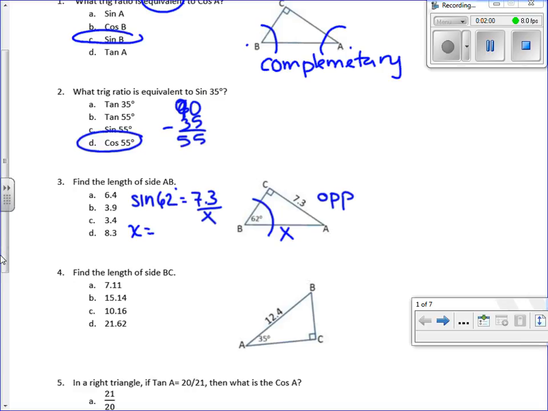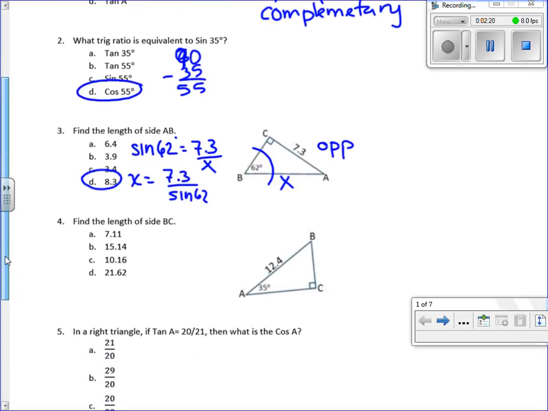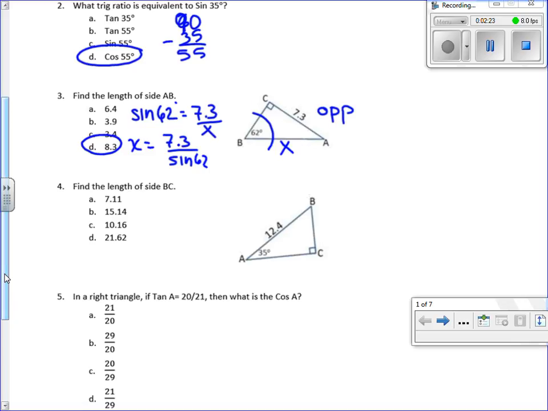So x is going to equal 7.3 divided by the sine of 62. You enter this in the calculator exactly the way it's written, 7.3 divided by the sine of 62. Make sure your calculator is in degree mode. We get 8.26, and we're going to round that to the nearest tenth. There we go, D.